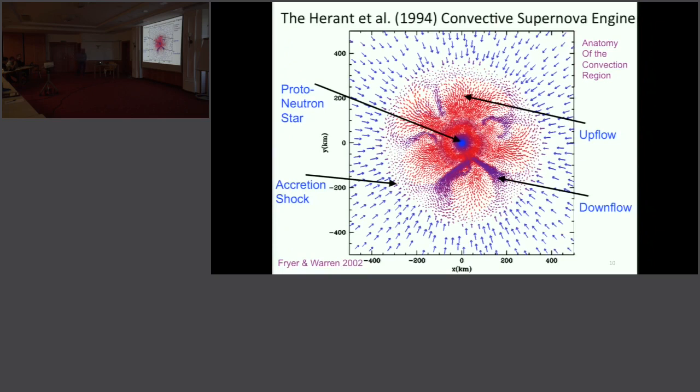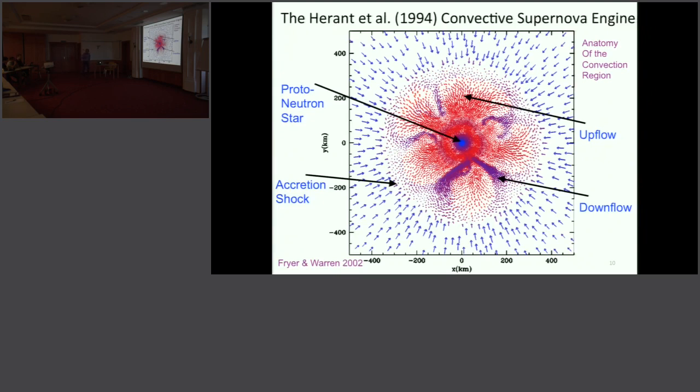So what I want to do is take this picture. I have this region where material is falling down in. I have a protoneutron star that's heating material, and it's convecting, and it convects until it explodes. So you can imagine if I want to mimic this in 1D, I need a region where I'm depositing energy, because there's energy deposited down here, but now it's convecting and getting distributed in this whole area. So I need to somehow deposit energy in this convective region.